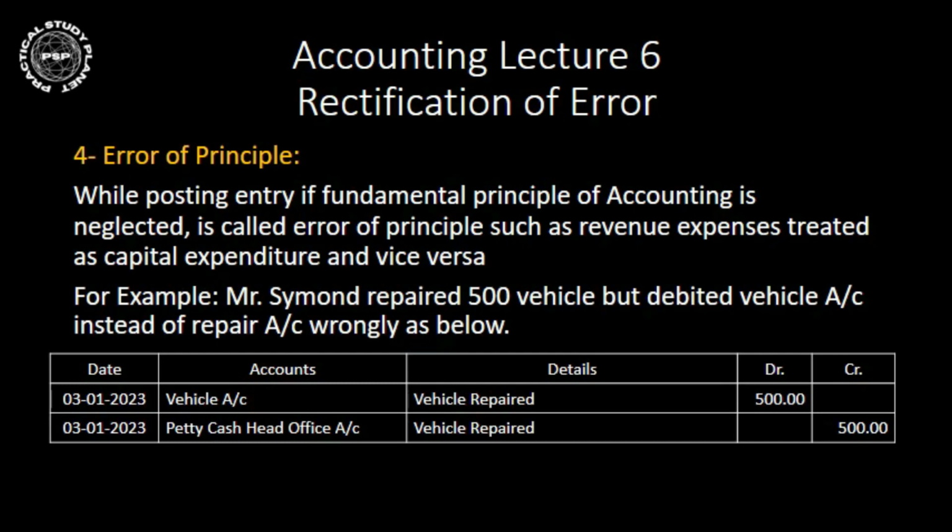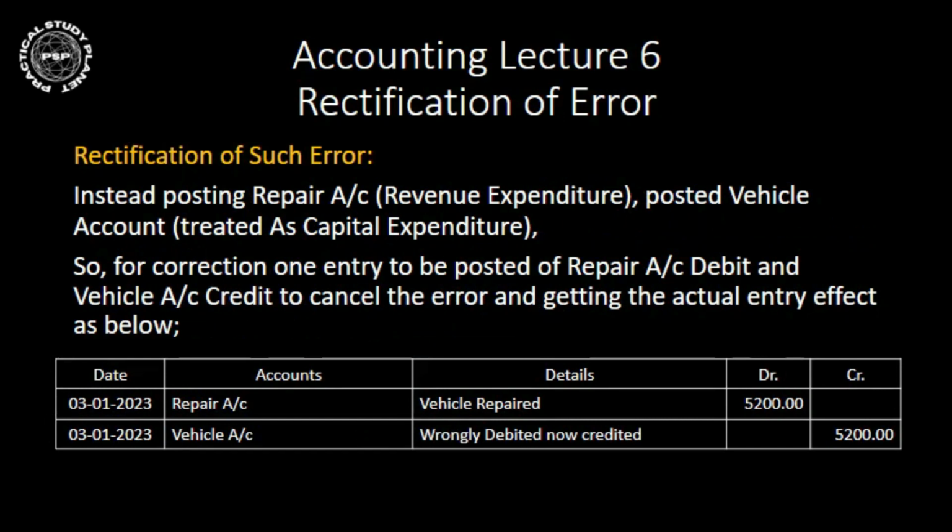For example, Mr. Simon repaired a vehicle for 5,000 but debited the vehicle account instead of the repair account, wrongly, as below. Vehicle account debited, vehicle repaired 5,000, petty cash head office account credited, because that expense was paid from petty cash. So that is a revenue expense account, not an asset account. The error is that instead of posting to the repair account as revenue expenditure, it was posted to the vehicle account and treated as capital expenditure.